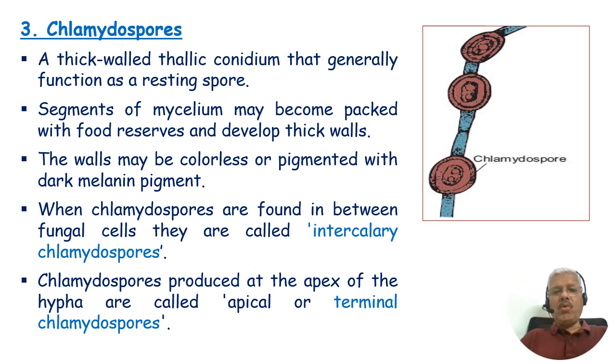Chlamydospores is a thick-walled thallic conidium that generally functions as the resting spore. Terminal or intercalary segments of mycelium may become packed with food reserves and develop thick walls. The walls may be colorless or pigmented with a dark melanin pigment. When chlamydospores are found in between fungal cells, they are called intercalary chlamydospores. Chlamydospores produced at the apex of the hyphae are called apical or terminal chlamydospores.